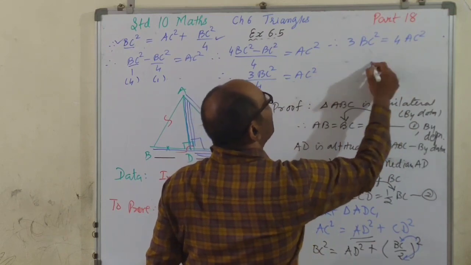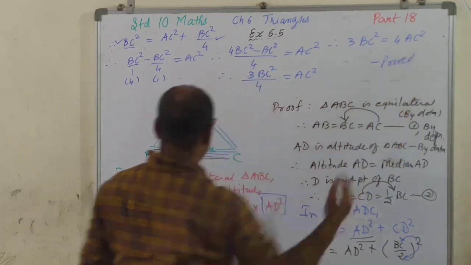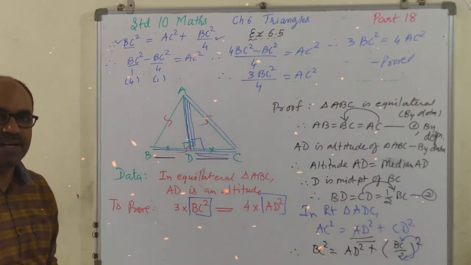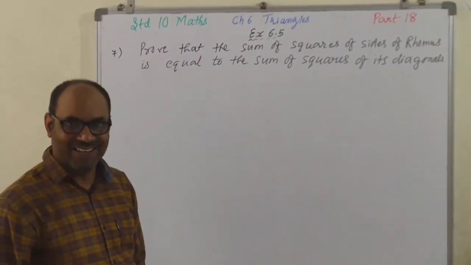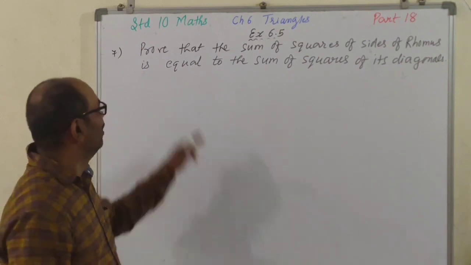I proved. That's it. Proved. That is what we want to prove. 3 times BC square is equal to 4 times AD square. See the 7th one. Okay. Now we'll move in order.